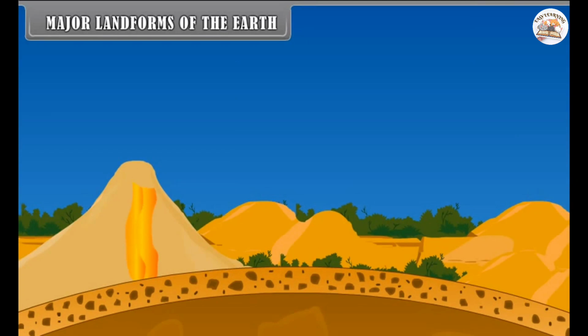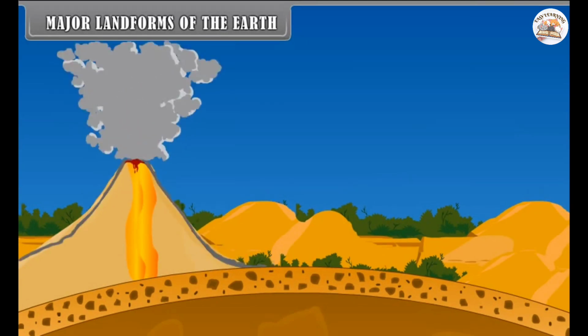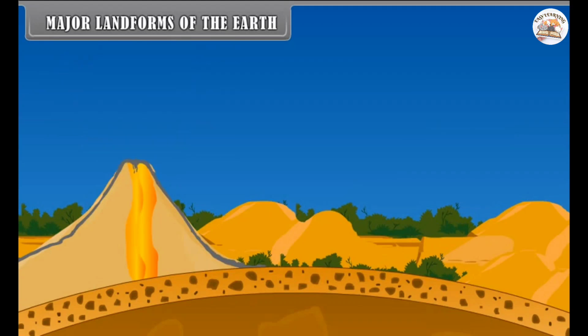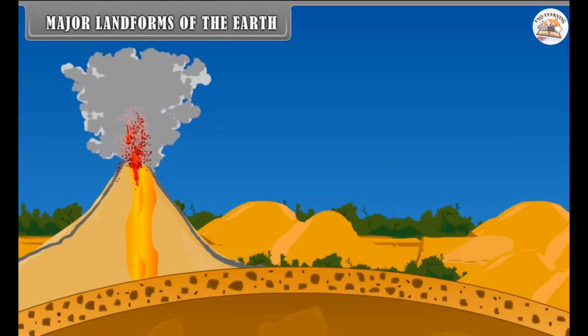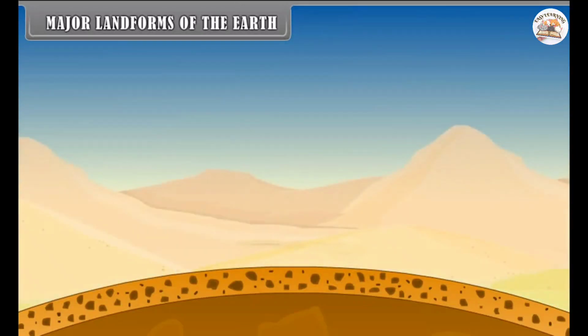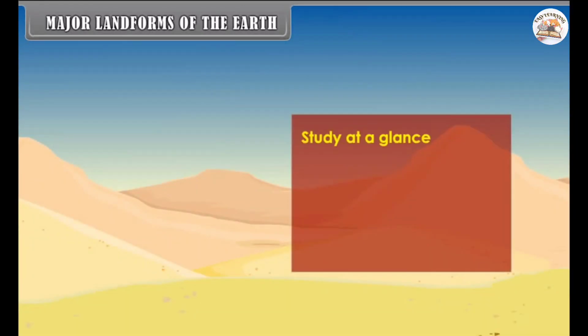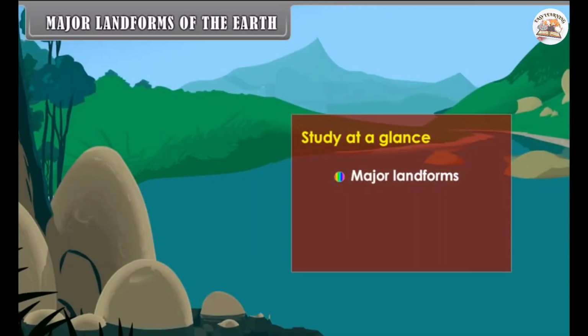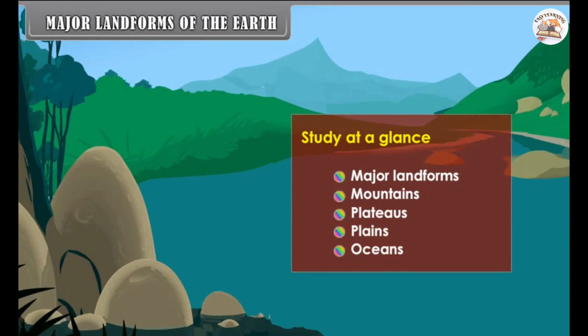Earthquakes and volcanic eruptions bring abrupt changes on the Earth's surface. All these changes on the Earth's crust give birth to different types of landforms. Study at a glance. Major landforms: mountains, plateaus, plains, oceans.